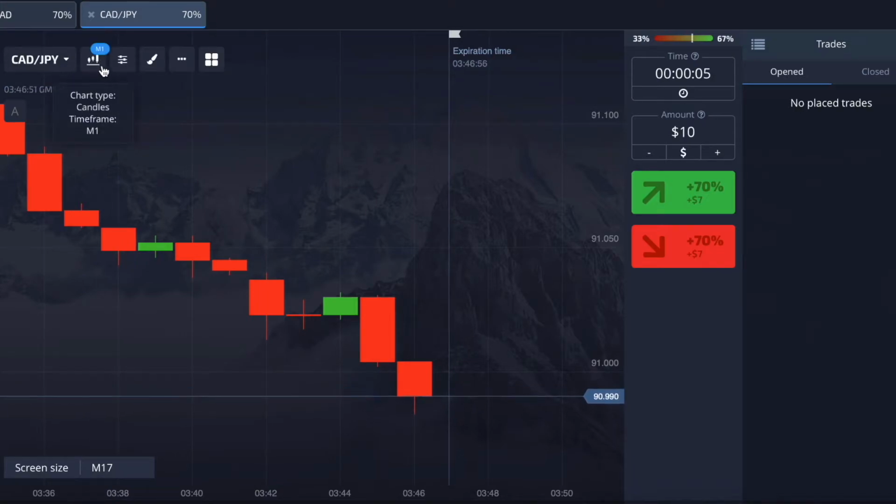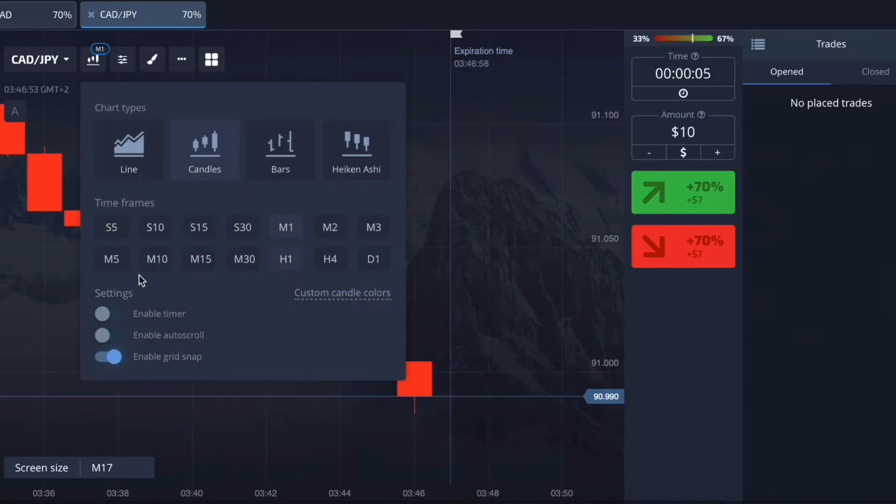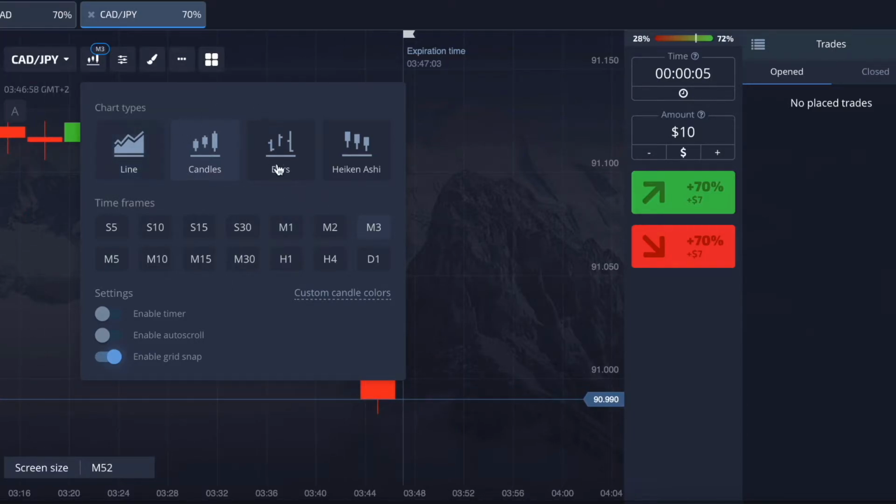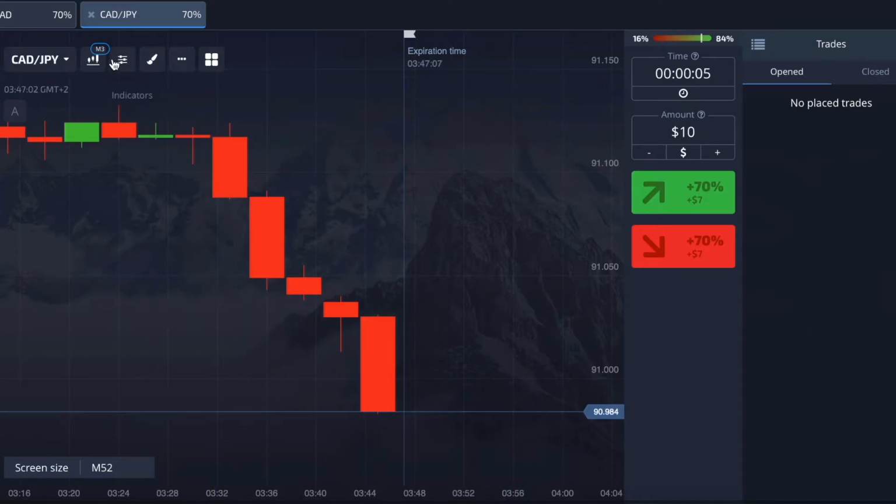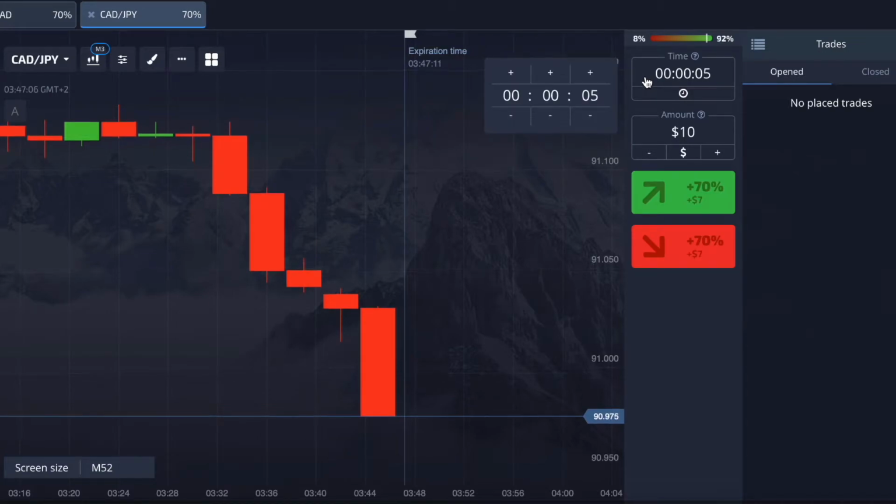So therefore we have that. Then next to our pair, we have our time frames. So our time frames are the charts we're looking at. We're going to look at 3-minute. You can look at the line chart, the bar, the Heikin-Ashi candles. We're going to stick on the candles, okay? So we're going to look at the 3-minute. And so how long you stay in the trade is going to determine a lot of things, right? Timing is of the essence.